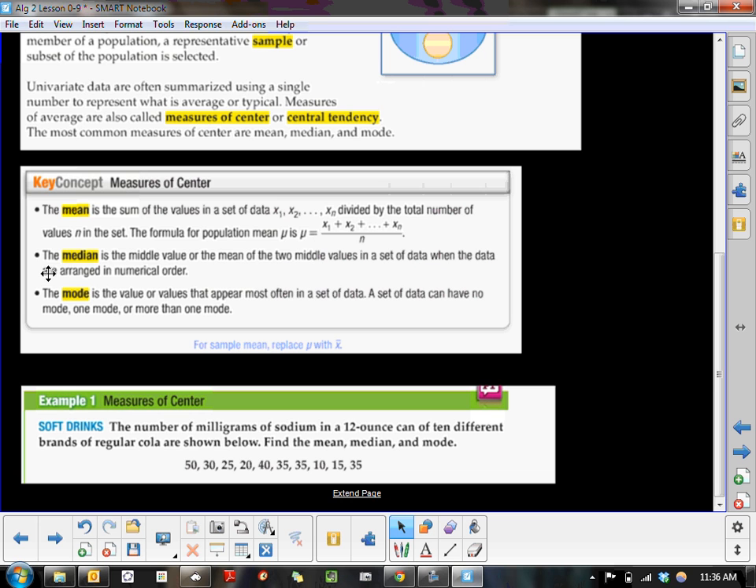Another way to measure the middle of a set of data is the median. What I want to remind you about the median is that you arrange your values in numerical order, and then you want to find the middle score, or the middle two scores. And if there are two scores in the middle, then you average them.